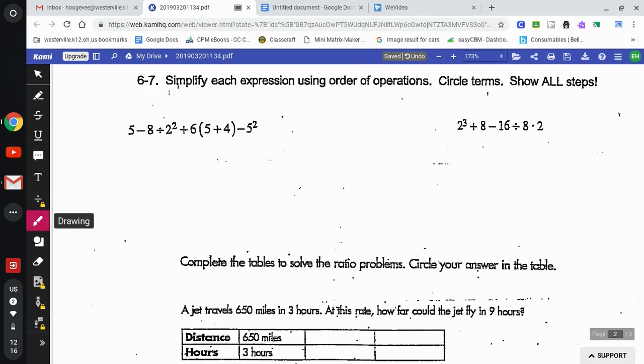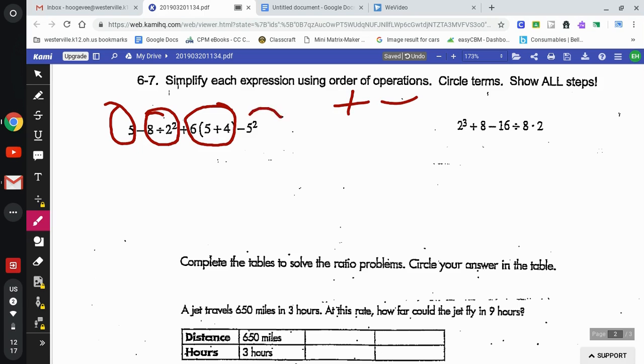All right. Terms are separated by plus and minuses. So you should have circled your 5. Should have circled your 8 divided by 2 squared. Should have circled your 6 times 5 plus 4, because parentheses doesn't mean it's locked in there. Plus and minus need to be on the outside. And then you should have circled your 5 squared.